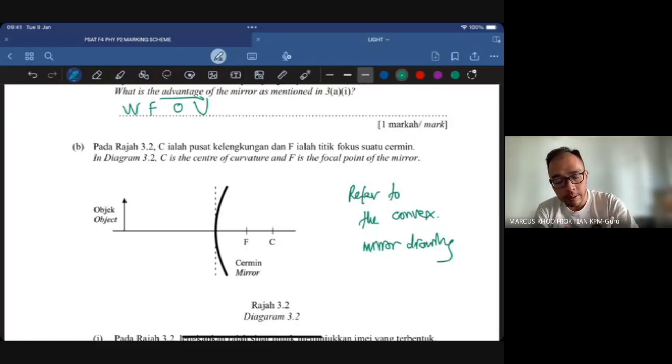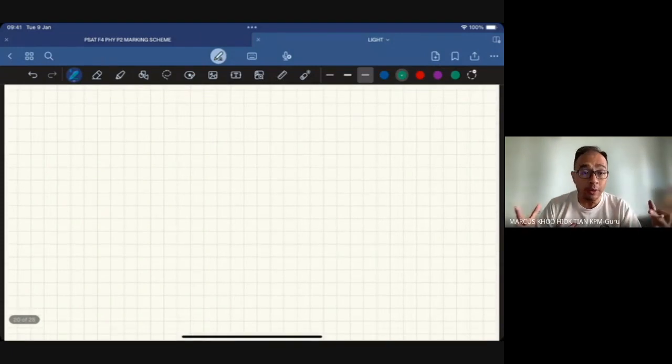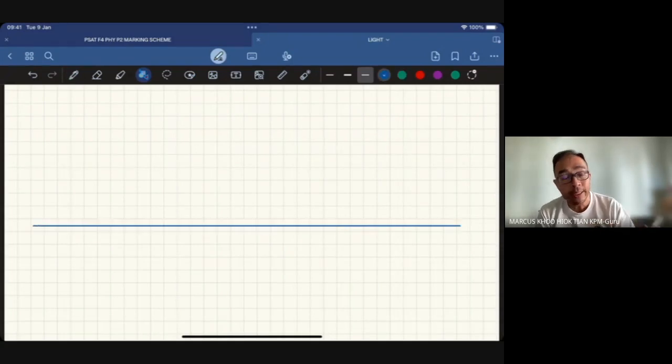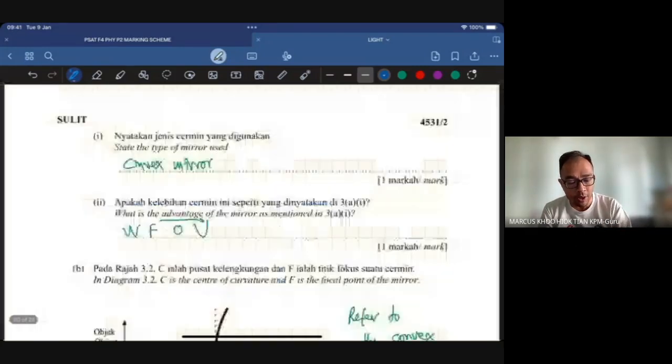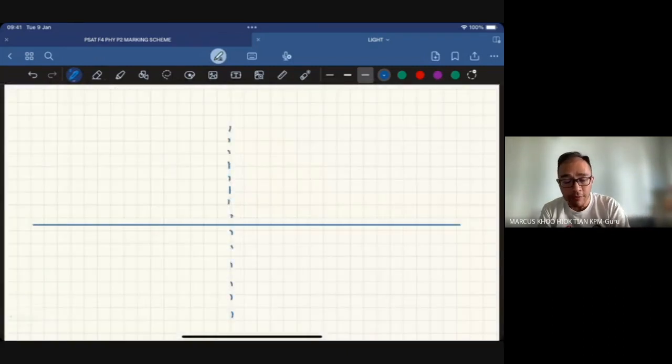Let's say you want to practice drawing, but you don't know how to start. My suggestion for you is you just draw a straight line first, and then you put the center, the lens is over here. Don't worry about convex mirror or concave mirror. But if it is a convex mirror, according to this, it curves outward. So you can if you want to, but you don't have to. Okay, so this is convex.